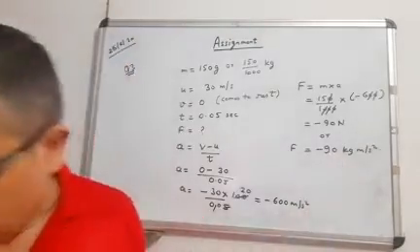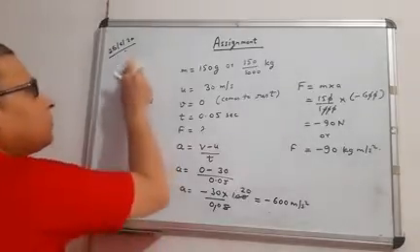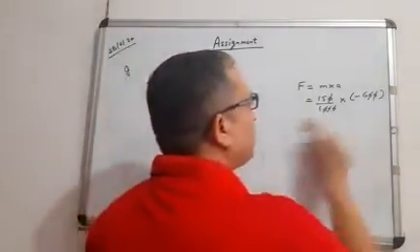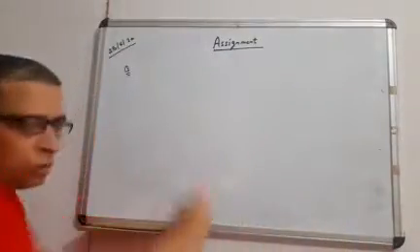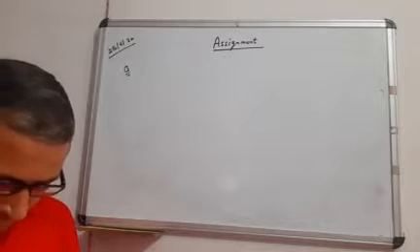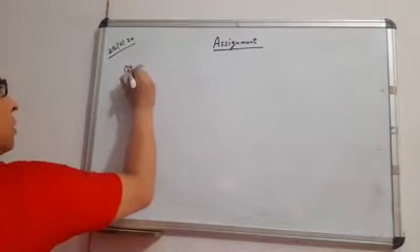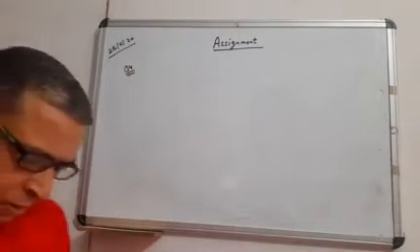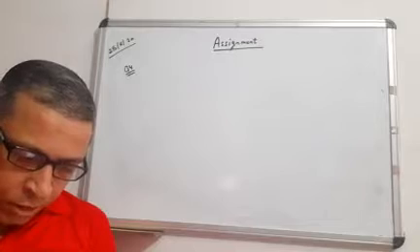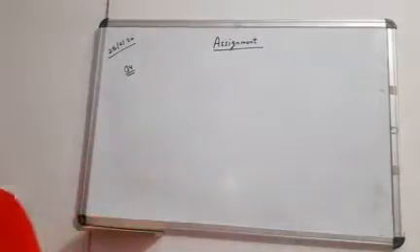Clear? Now I am coming to question number 4. Question number 4 says that a body of mass 2 kg is at rest. What should be the magnitude of force which will make the body move with a speed of 30 meter per second at the end of 5 seconds?